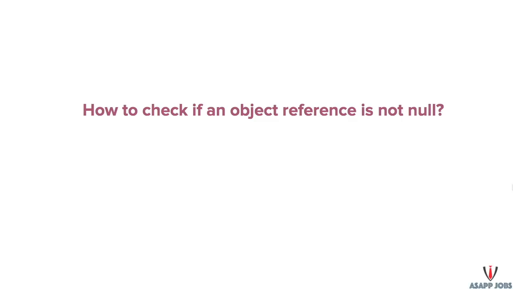Welcome back to AsappJobs Lab, and today we'll see how to check if an object reference is null or not. This sounds very easy at first, but it is not. So please don't escape, and keep watching this video to get the right answer.